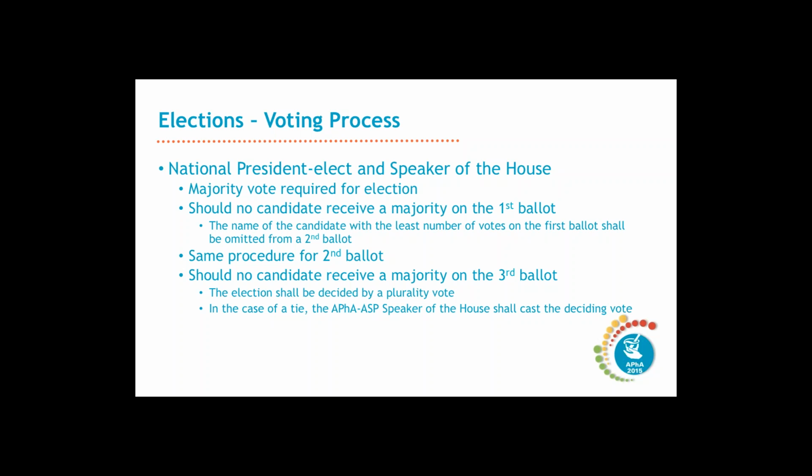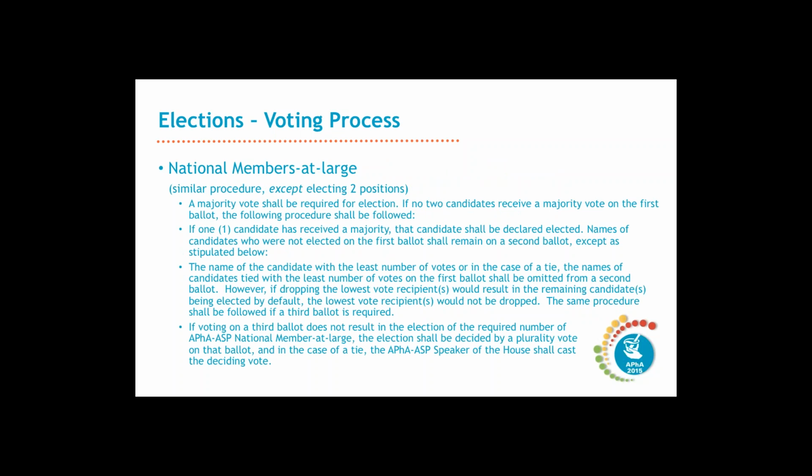Oftentimes, this is called the rounds of voting, and oftentimes for these offices, multiple rounds of voting are required in order to elect individuals. For the voting process for the national members at large, this can be an extensive process, but it's a similar procedure to the president-elect and the Speaker of the House, except that you're electing two positions. So a majority of votes shall be required for the election, just as in the president-elect and the national Speaker of the House. If no two candidates receive a majority vote on the first ballot, the following procedures will follow.